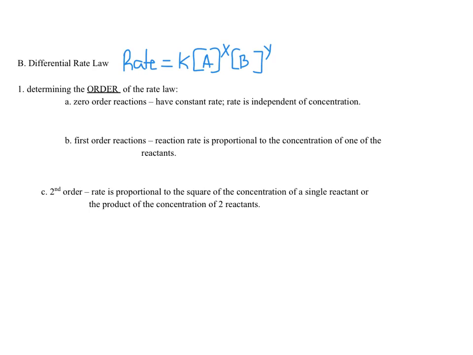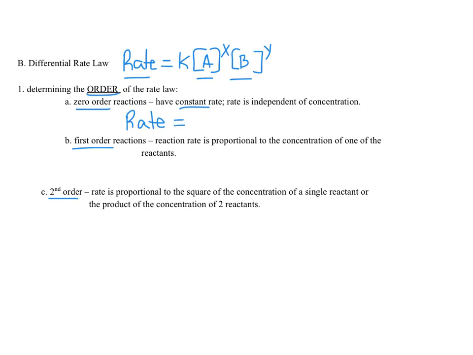When we look at different chemical reactions, how these concentrations affect the rate of the reaction determines what is called the order of the reaction, the order of the rate law. So there are zero order reactions, first order reactions, and second order reactions. Zero order reactions have a constant rate, meaning the concentration doesn't matter at all when we talk about our rate of change of the reactant.